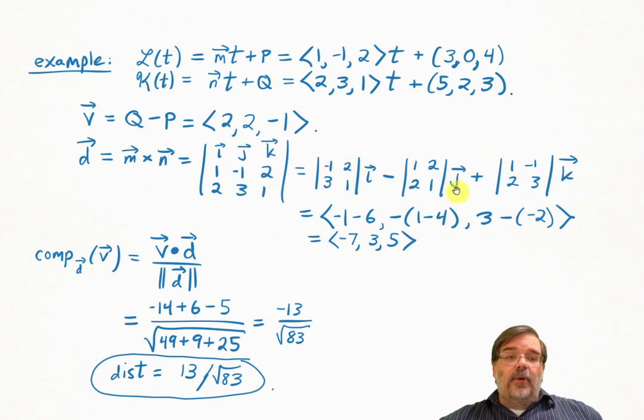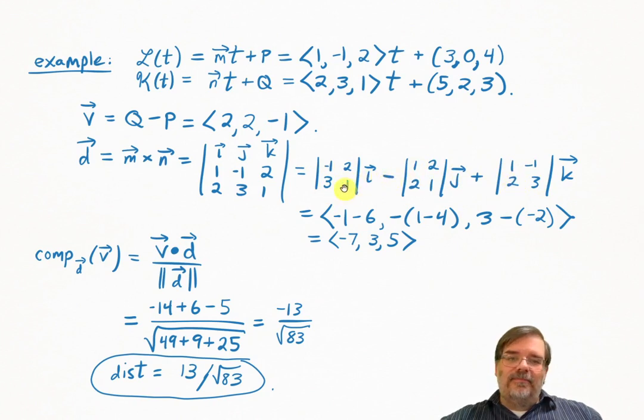The j component: ignore the numbers in the j column. The remaining numbers form that grid. For the k component, ignore the numbers in the k column. The remaining numbers form that grid. And don't forget your alternating signs. The j component has an extra negative in front of it. And then you calculate these determinants by doing the formula A times D minus C times B. We do that for each of these 2 by 2 grids.